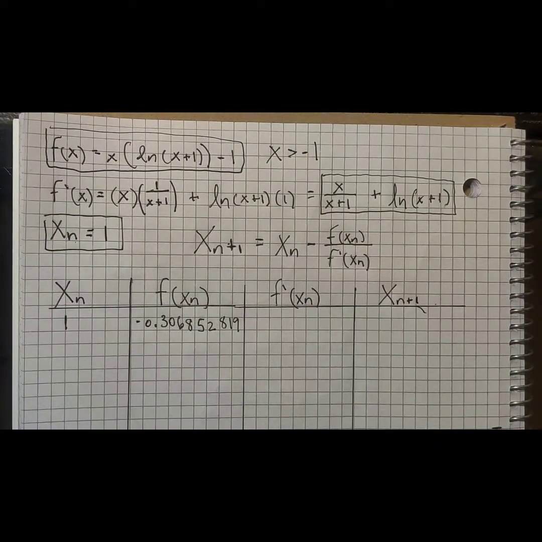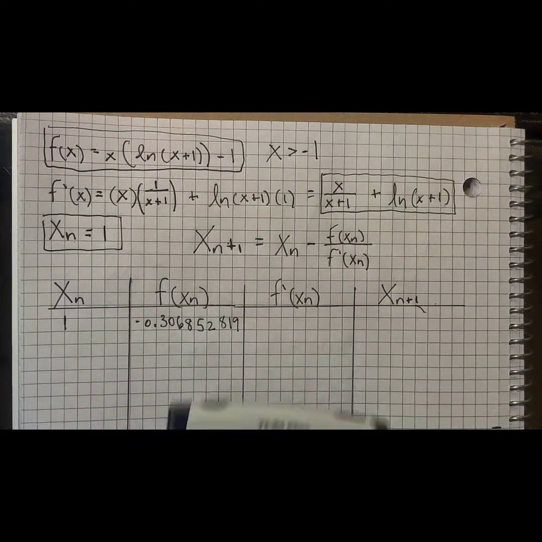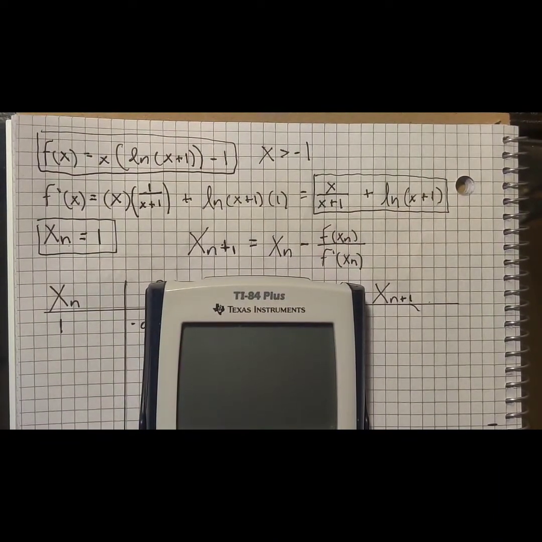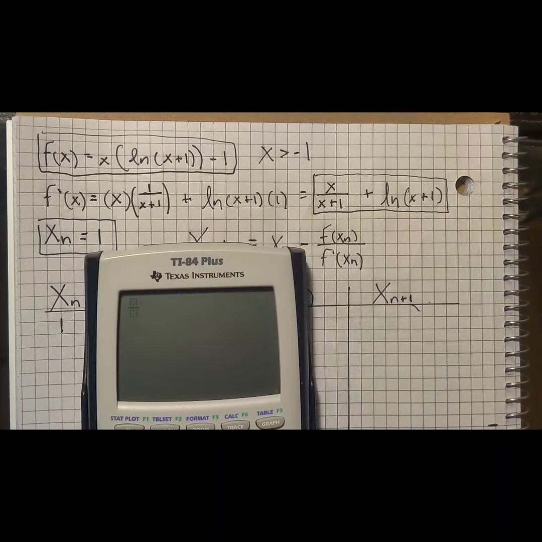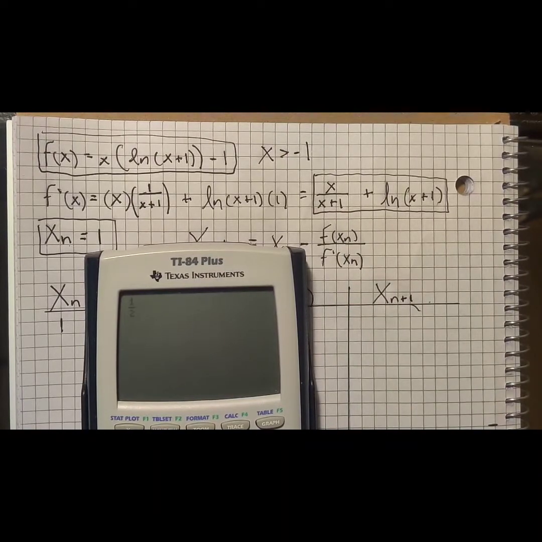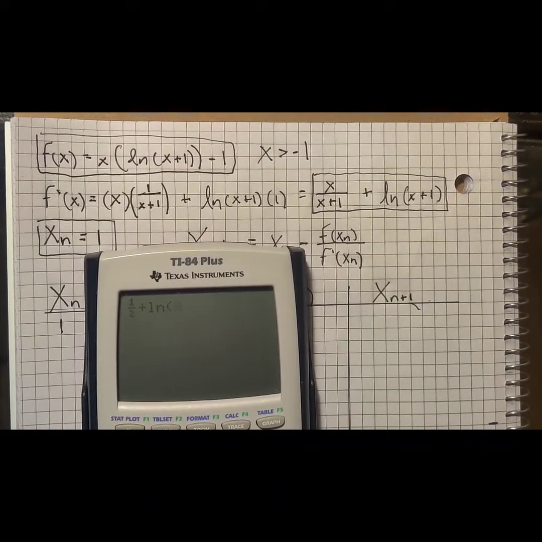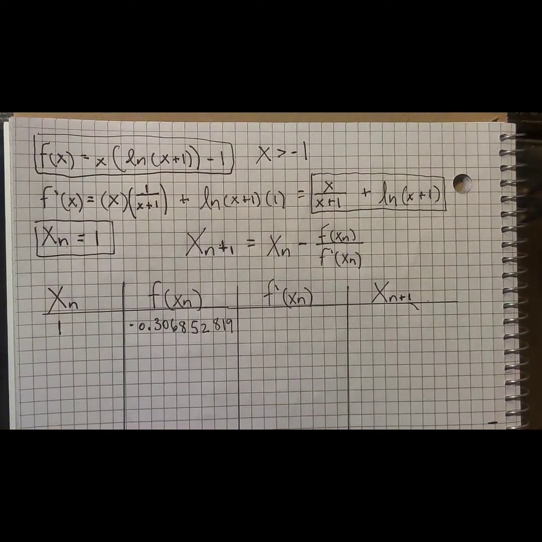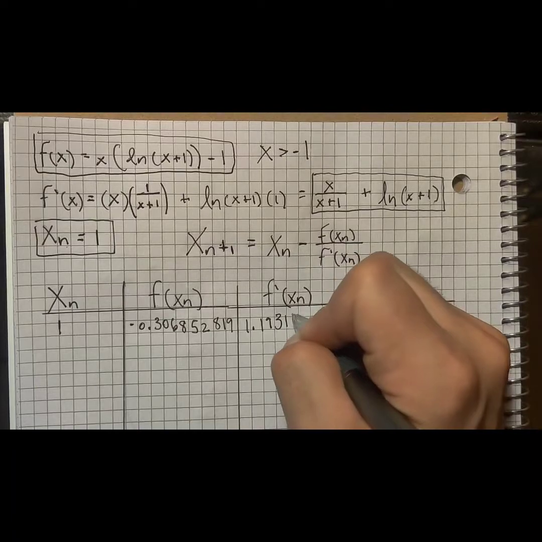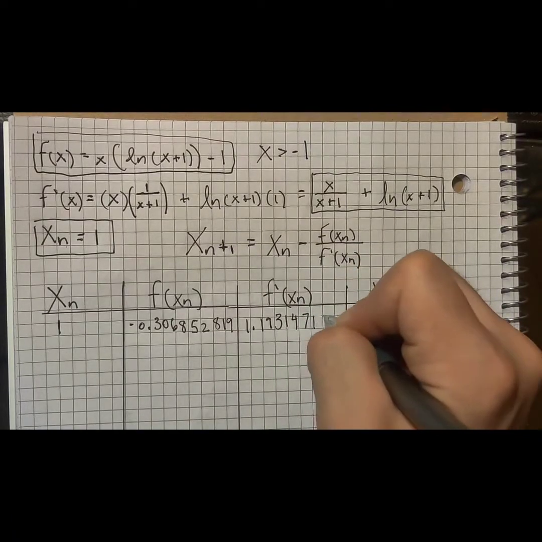All right, let's go ahead and plug 1 into our derivative function. So I'm going to set up a fraction bar. That's going to be 1 over 1 plus 1 is 2, plus the natural log of 1 plus 1 is 2. What do we get? 1.193147181.